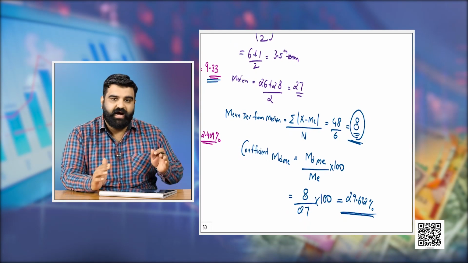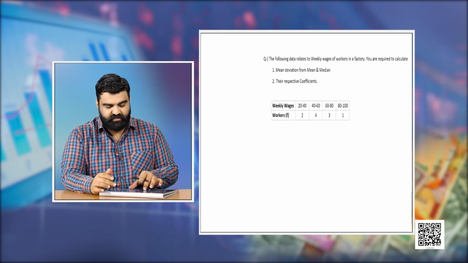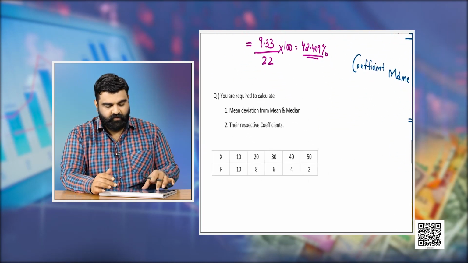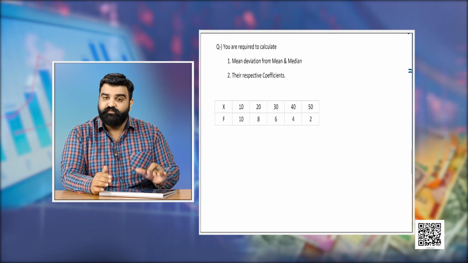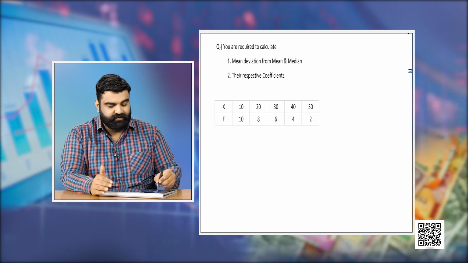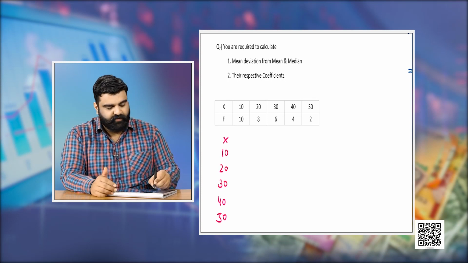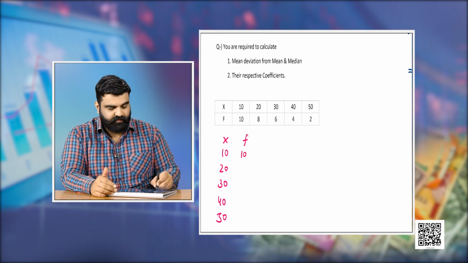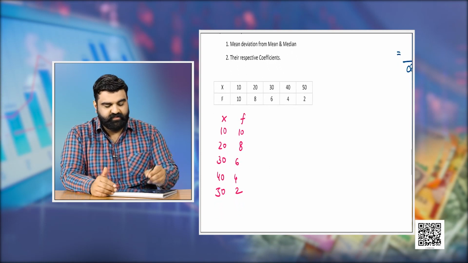Now, let us move on to another question which represents a discrete series. So, we have this question on your screens which is x and f. It is a question for discrete series. So, first of all, let us calculate the mean and median for this question. We have x as 10, 20, 30, 40 and 50, and then we have the frequencies 10, 8, 6, 4 and 2. Let us first calculate the mean for the following series.